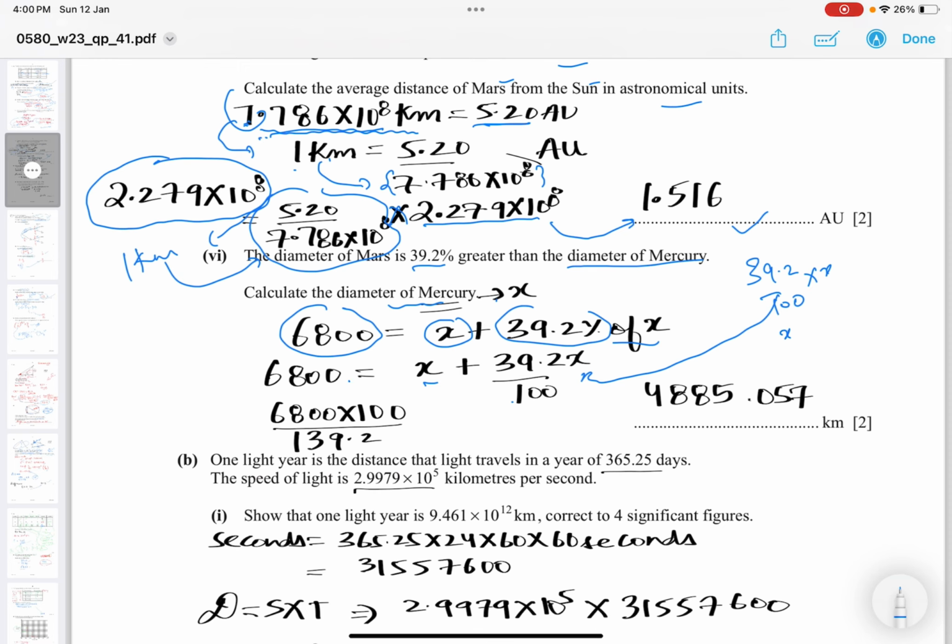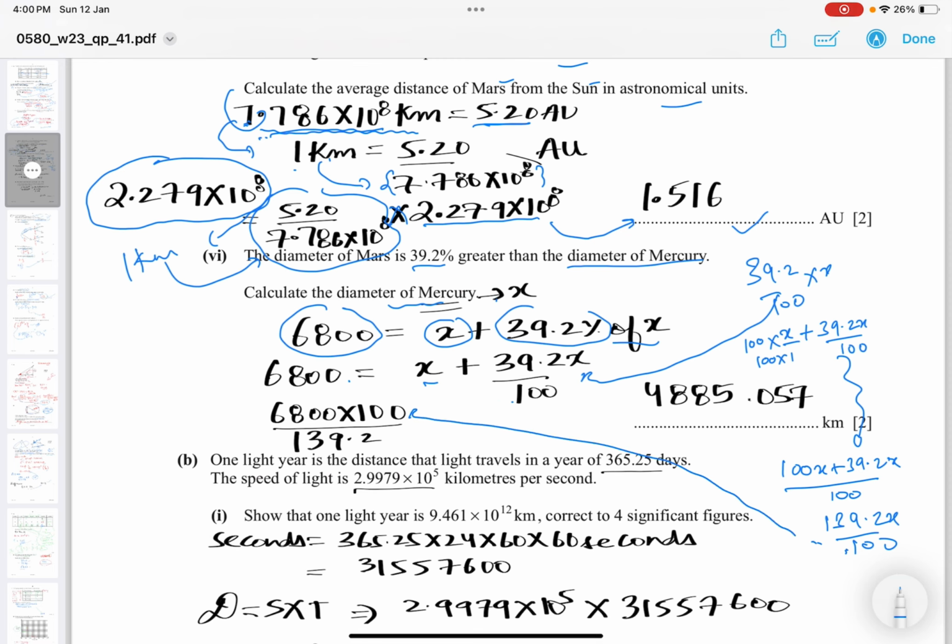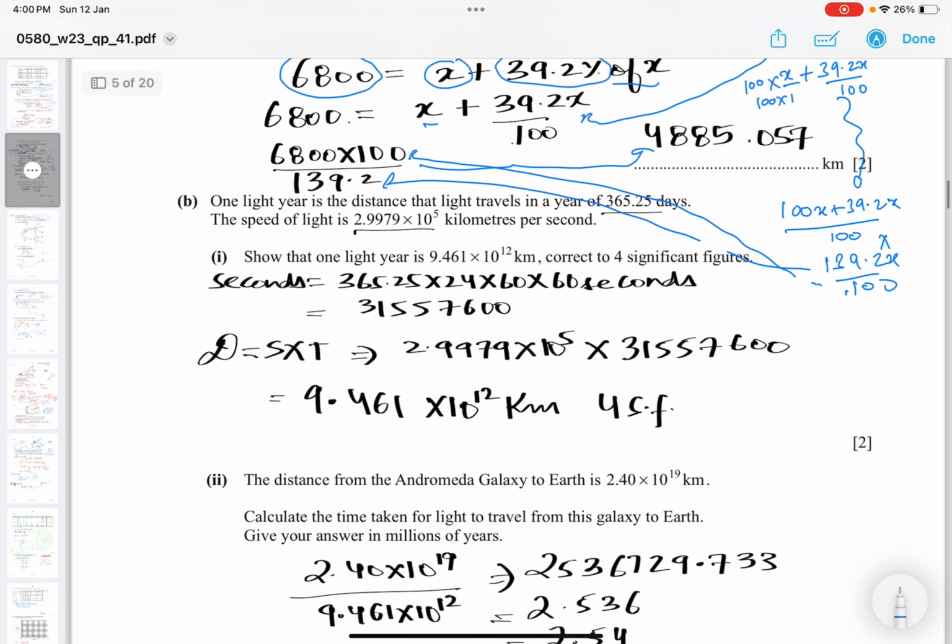Okay, let me solve this one for you. x plus 39.2x upon 100. We have the denominator 1. We will multiply it by 100. We have to multiply the numerator also by 100. So this would be 100x plus 39.2x upon 100, which will result in 139.2x upon 100. 100 will go to that side. It will go in multiplication, and this 139.2 will go in division. We can divide and multiply, and the final answer would be this.